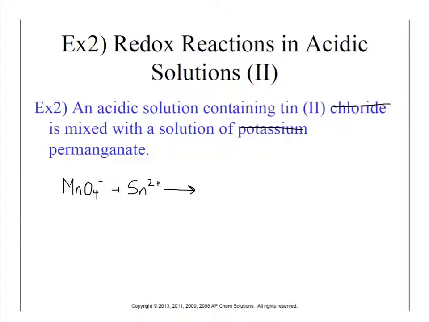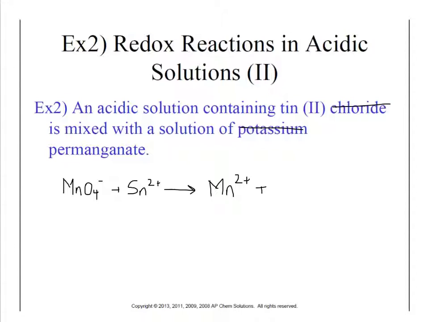Now it's time to choose our products. So permanganate. We've memorized now what permanganate turns into in an acidic solution. It turns into manganese 2+. So that means it's going to form Mn2+. And then tin, it's 2+ charge right there.